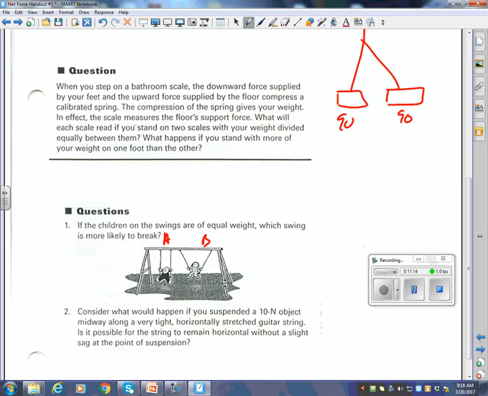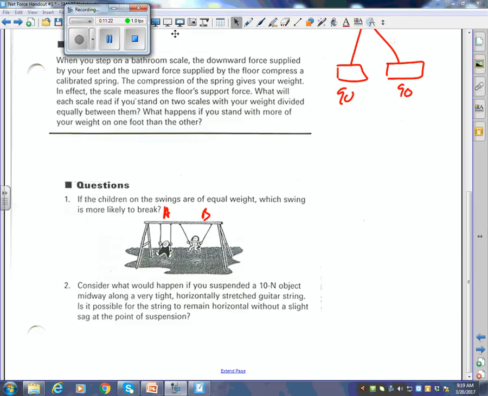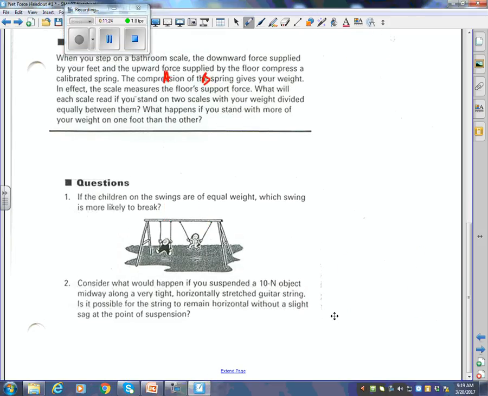Consider what would happen if you suspend a 10 newton object midway along a very tight horizontally stretched guitar string. So you've got two stands, some kind of metal stands, like so, and you've got a guitar string tied between them. Is it possible for the string to remain horizontal without a slight sag at the point of suspension? Can you get that perfectly straight?